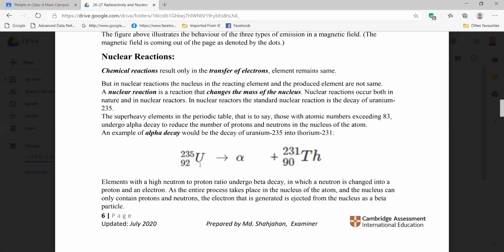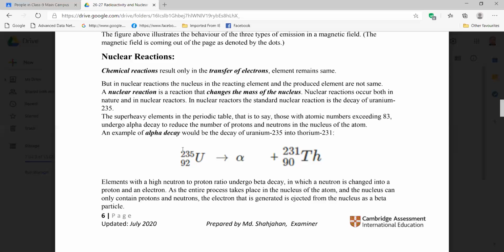Uranium. Repeat with me: Uranium 92-235. 92 means its proton number is 92, and 235 means its mass number is 235.